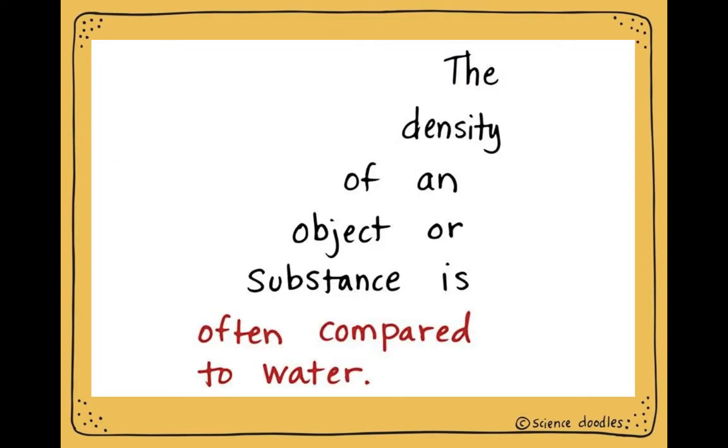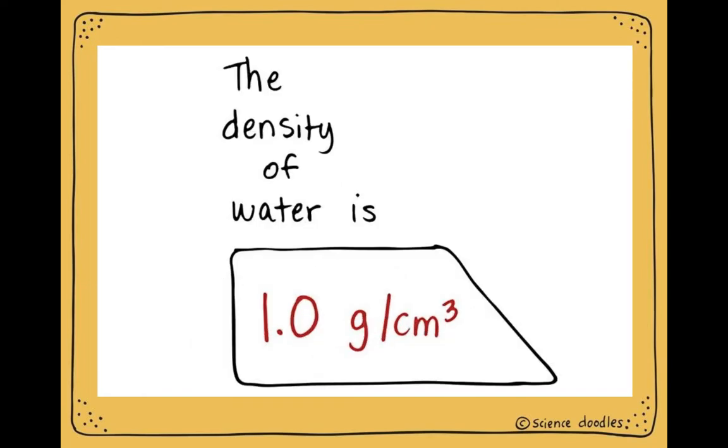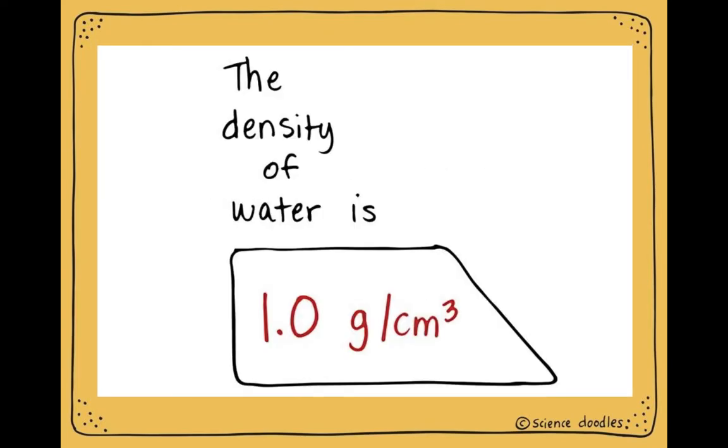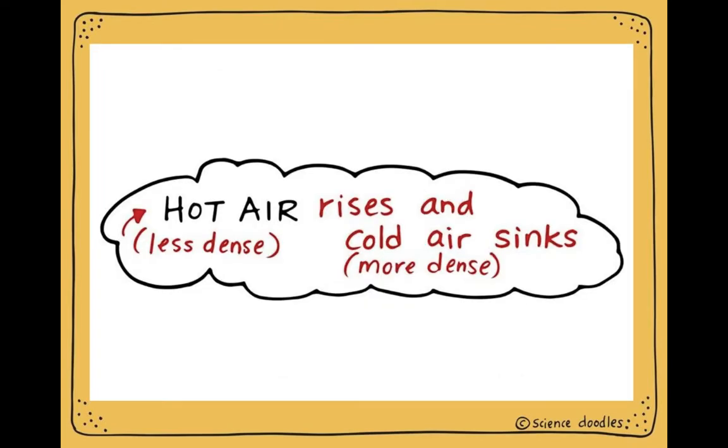So the density of a substance is often compared to water. The density of water is 1.0 grams per cubic centimeter. This is very important to keep in mind. Anything that's heavier than 1 is going to sink in water. Anything that's lighter than 1 will float in water, which is why some things sink and some things float.